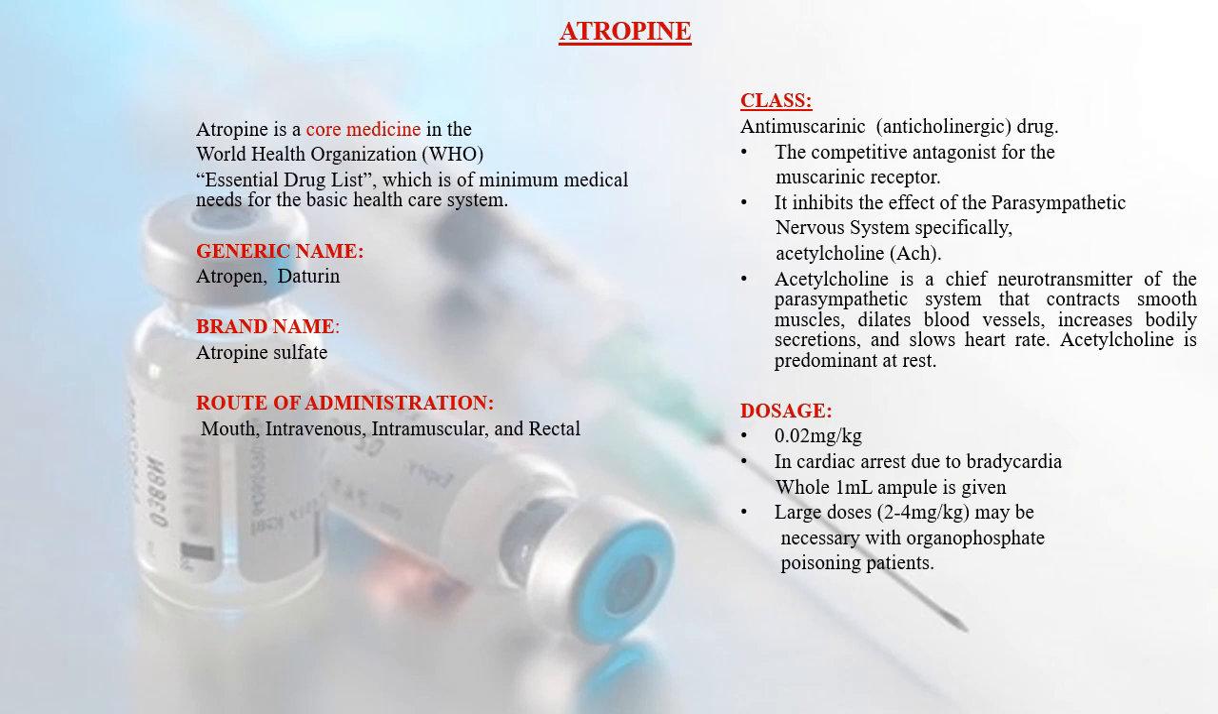Dosage. What should be the dosage given in emergency? 0.02 mg per kg should be given. In cardiac arrest due to bradycardia, the whole 1 ml ampule is given. Large doses like 2 to 4 mg per kg may be required for an organophosphate poisoning patient.